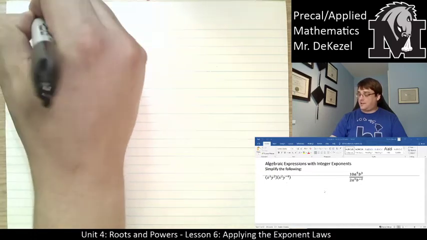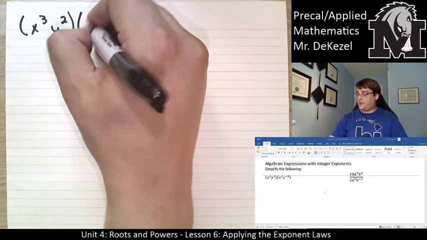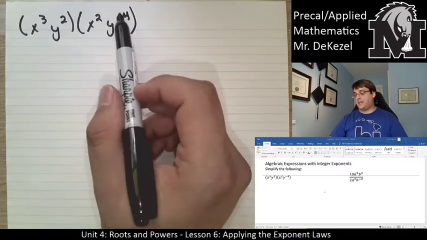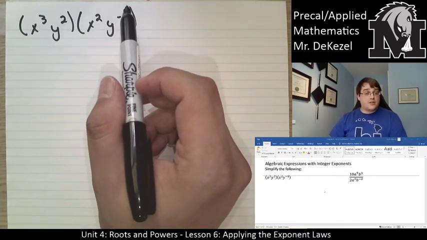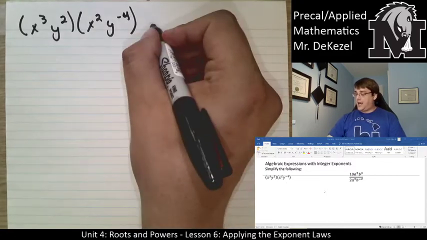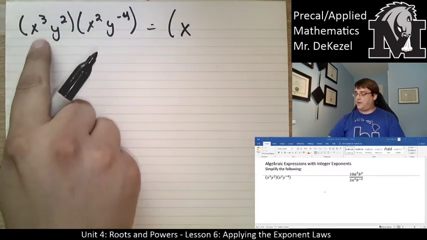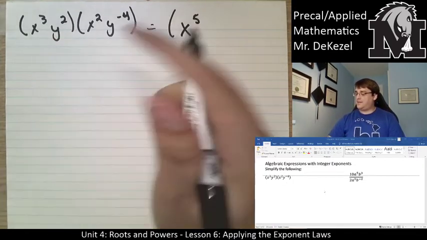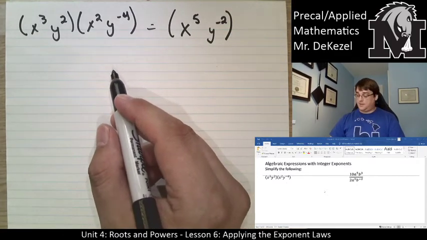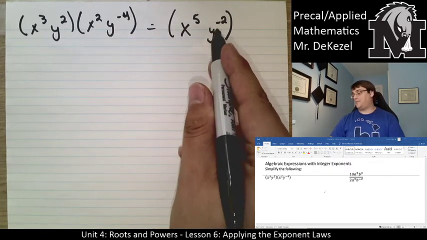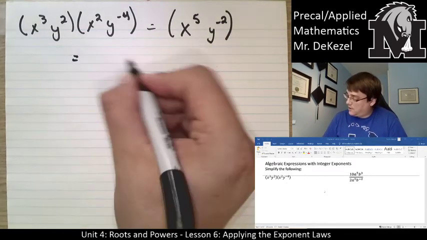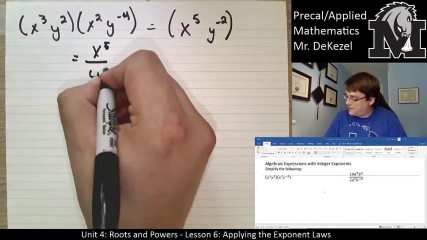So we have x to the power of 3 times y squared times x squared y to the power of minus 4. So when we have two terms multiplied together, we're going to be adding the exponents. So that is going to require us to add the exponents of x and the exponents of y together. So we would have x to the power of 3 plus 2 is 5, and then y to the power of 2 minus 4 is minus 2. We don't like negative exponents, so what we're going to do is flip that over to put this on the bottom. We have 1 over y squared. So this will equal x to the power of 5 divided by y to the power of 2.